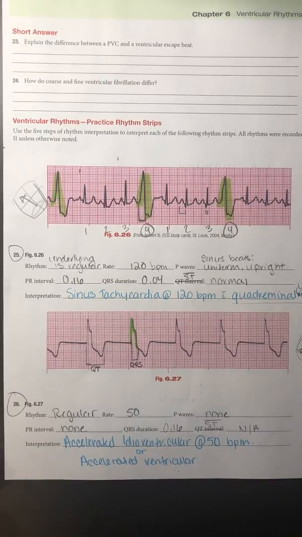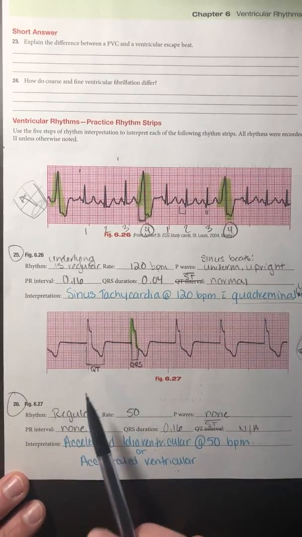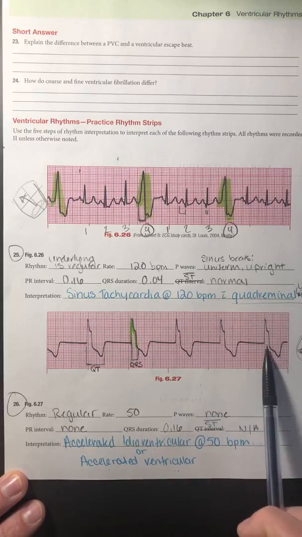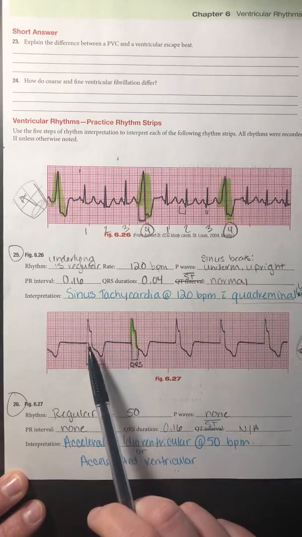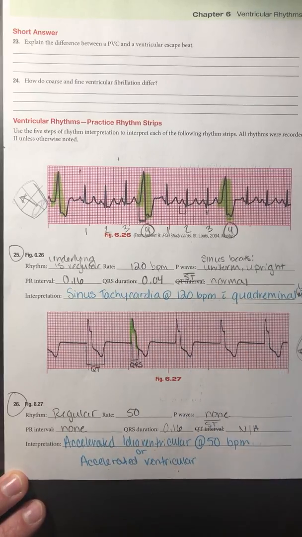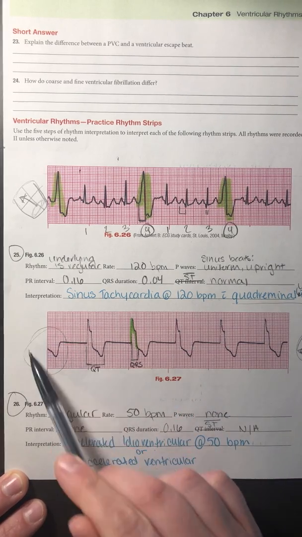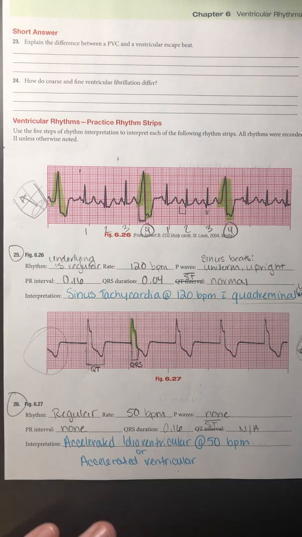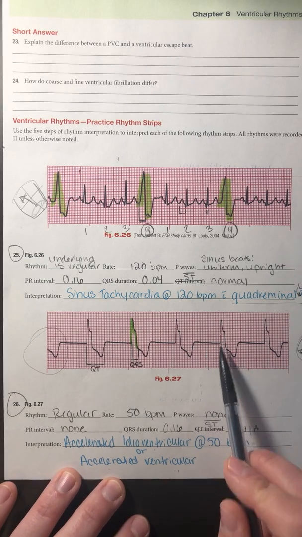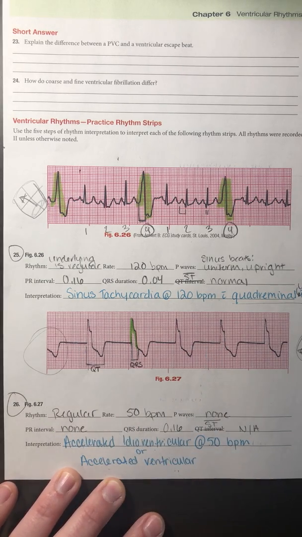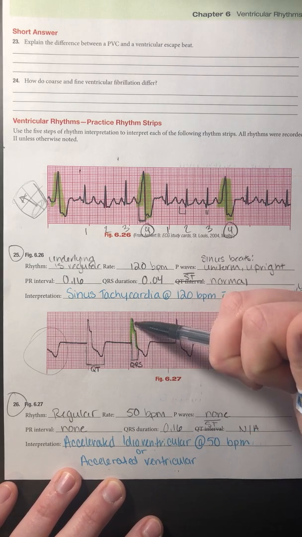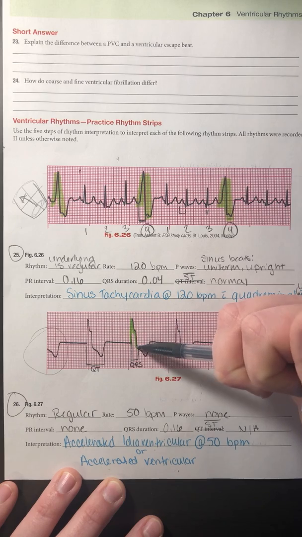Now looking at the second rhythm, regular or irregular, this rhythm does appear to be very regular. For my rate, I have 1, 2, 3, 4, 5 times 10, gave me that 50 beats per minute. I did not count this because most of the beat is cut off. I have no P waves, so no PR interval. And then measuring my QRS. So I highlighted what just that QRS segment would be.